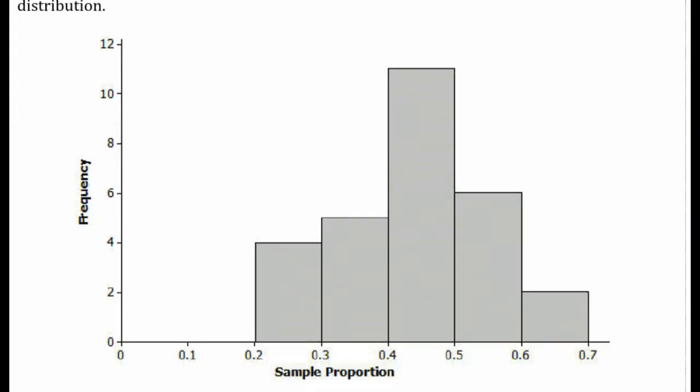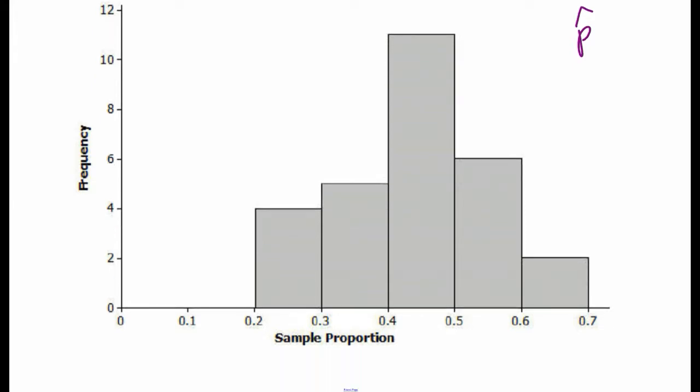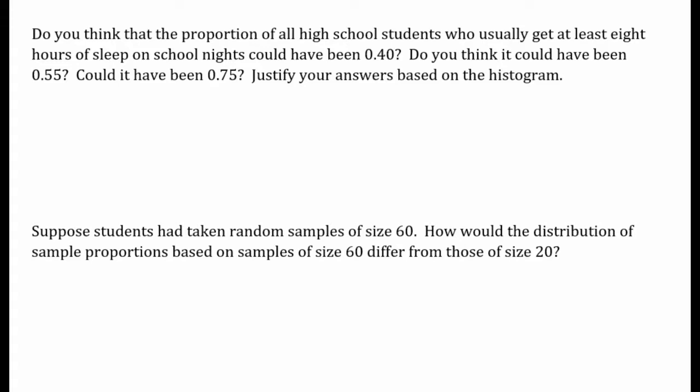So this histogram, because it's a sampling distribution, is a bunch of p-hats. People took a sample, found the proportion of students who said they slept more than 8 hours a night on school nights, and plotted that one p-hat in this distribution. So each frequency on this distribution represents a sample, and we found the p-hat of that sample. Do you think that the proportion of all high school students who usually get at least 8 hours of sleep on school nights could have been 0.4? Could our true population parameter be 0.4?